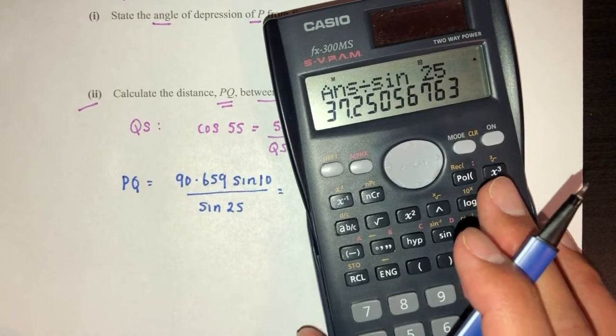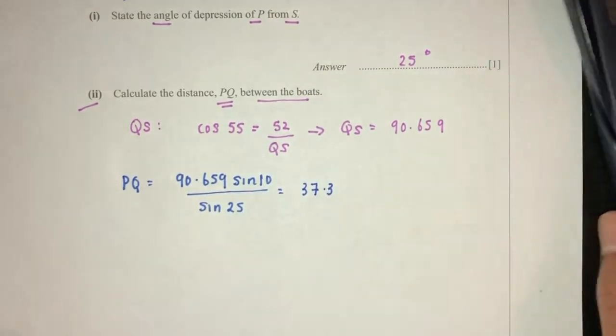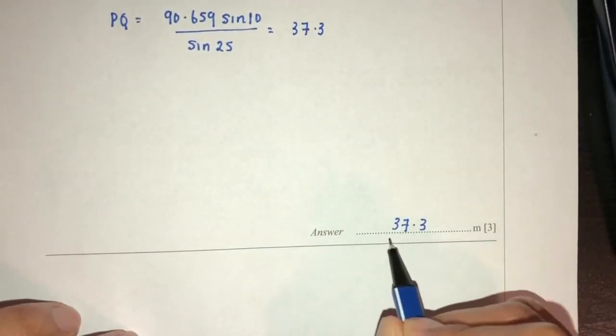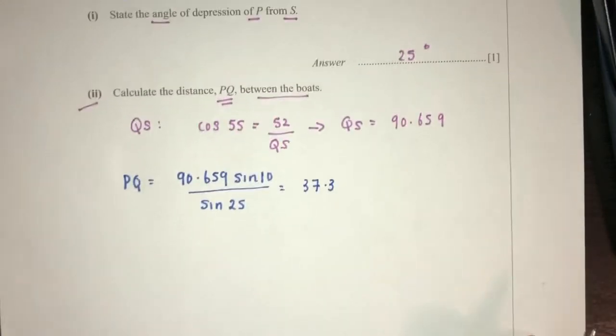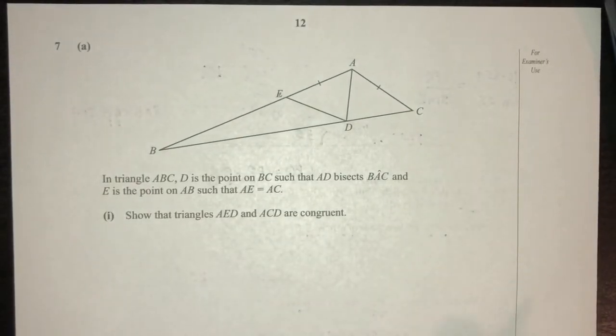That will be 37.3, correct to 3SF. That will be your answer for question part B of number 6. Let's move on to question number 7, part A.